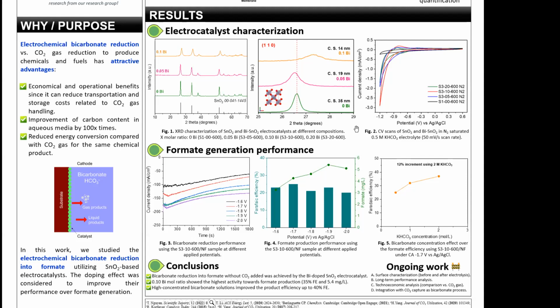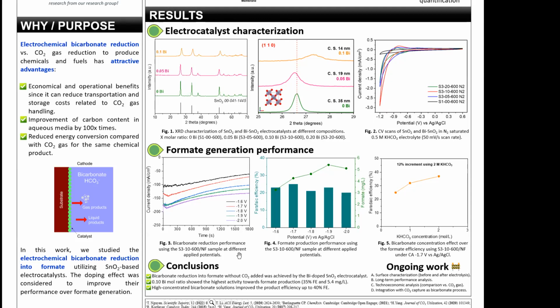Then, the electrochemical activity of this sample was evaluated by cyclic voltammetry, as shown in figure 2. The bismuth doped samples showed higher activity than pure tin oxide. In particular, the sample with 10% of bismuth doping, which is also identified as the S310 600 label, exhibited the highest current density during bicarbonate electrolysis, making it the most active sample, which is shown in red color. Therefore, it was used for the following experiments with the nickel foam.